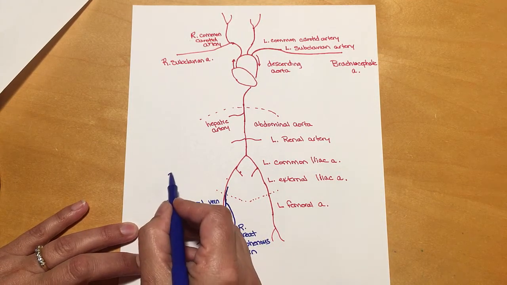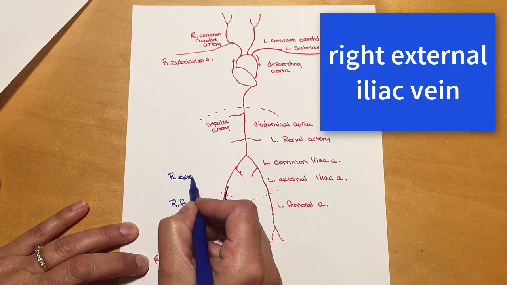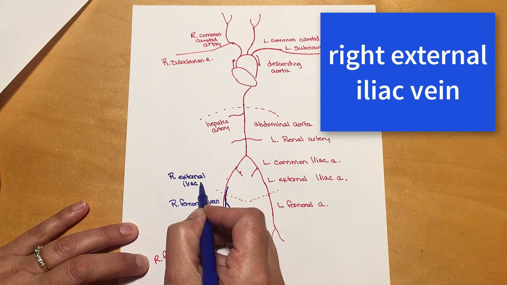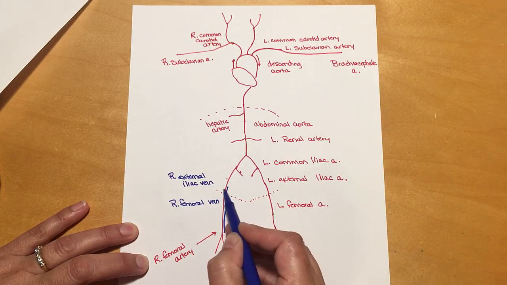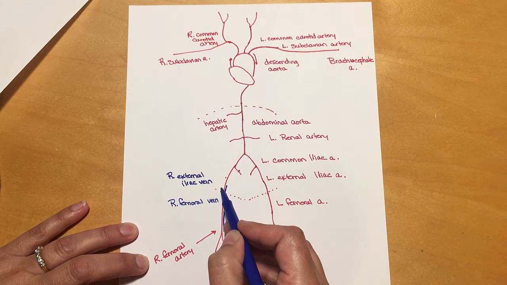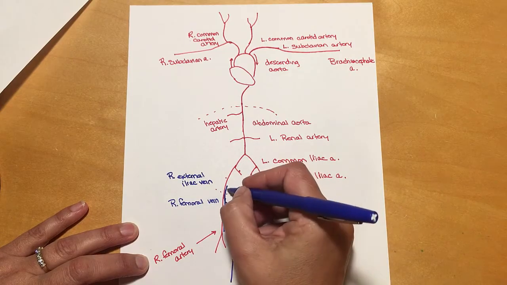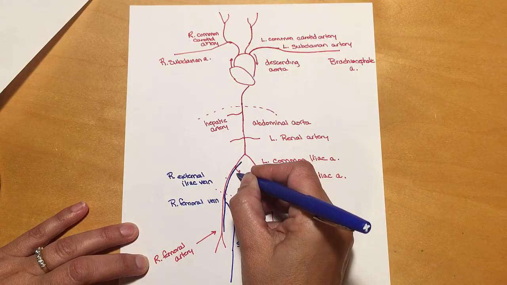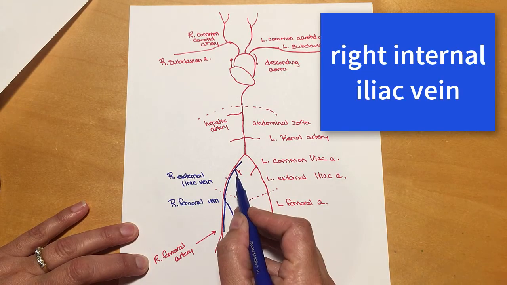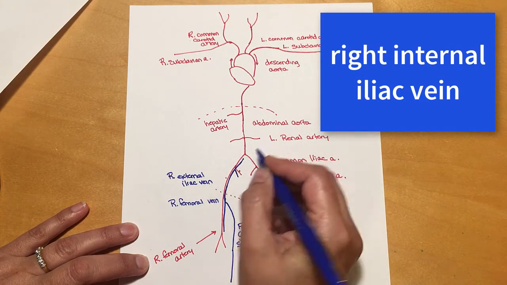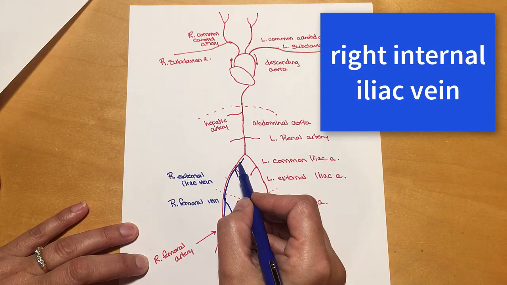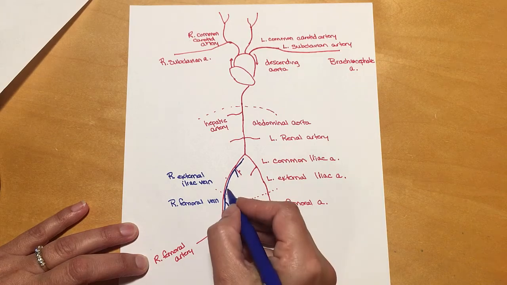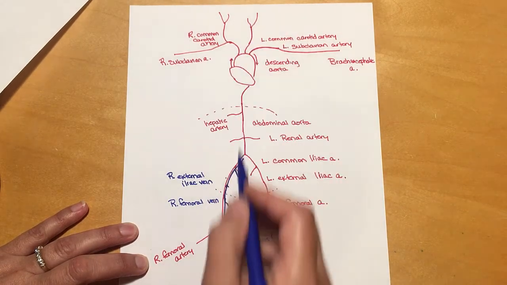As the right femoral vein comes into the body, passes through the groin area, it's now going to be called the right external iliac vein. So it's basically running just parallel to the right external iliac artery. We're going to come up and it's going to join with the right internal iliac vein to form the right common iliac vein. So it's exactly the same as the arteries. We're just going this direction. We're going up back towards the heart.